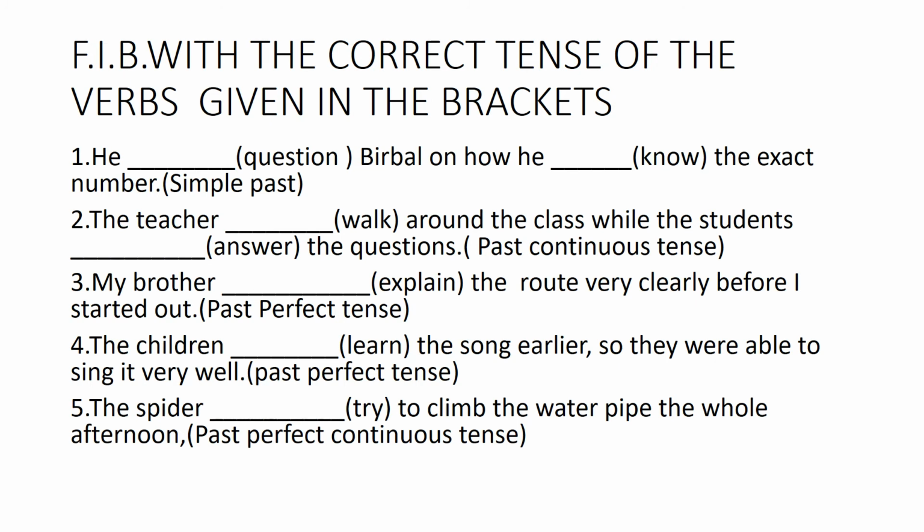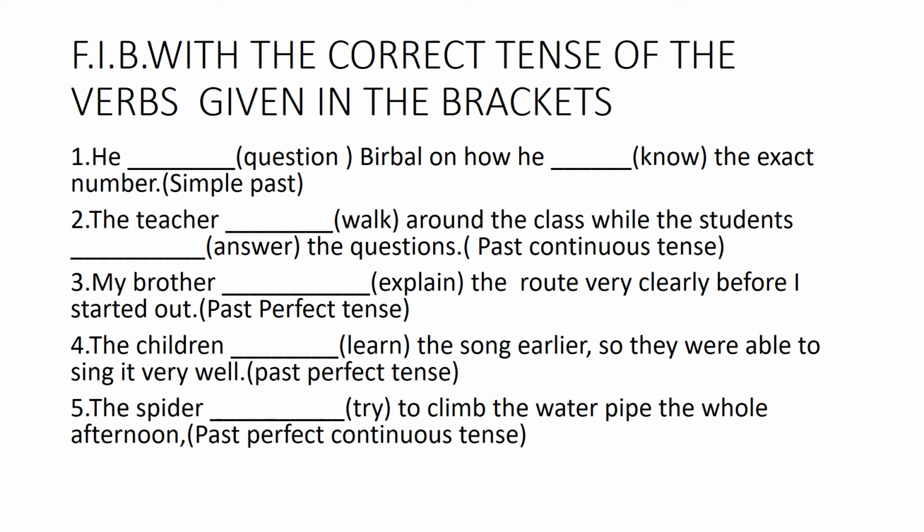Fill in the blanks with correct tenses of the verbs given in the brackets. He dash (question) Bilbil on how he dash (know) the exact number. Use simple past. When we use simple past, we have to use the past tense of the verb. The verbs given are question and know. So, he questioned Bilbil on how he knew the exact number.